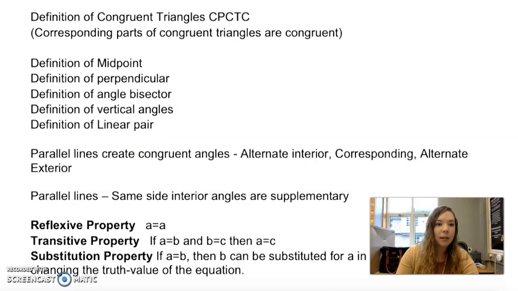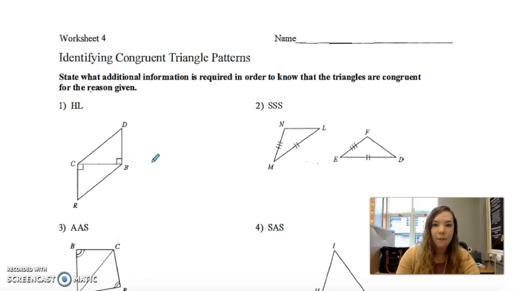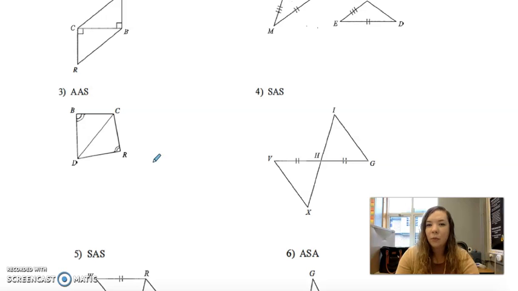So this is our proof shopping list. So today's assignment, you're kind of just thinking about what other information you would need to complete the triangle congruent statement, and then the rest of our worksheets are going to focus on proofs. So we will get a lot of practice with proofs this week. So you are working on worksheet 4 today in your packet.